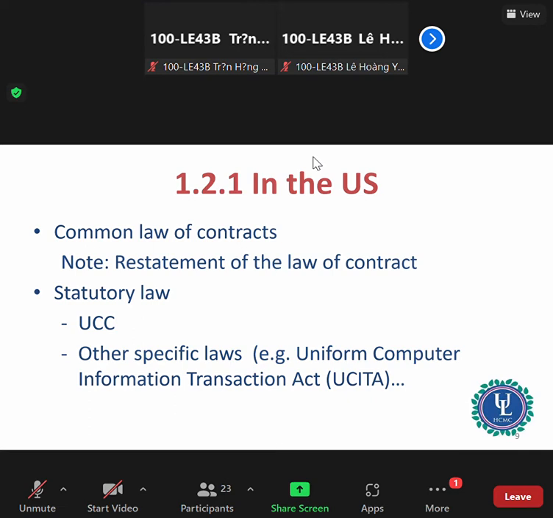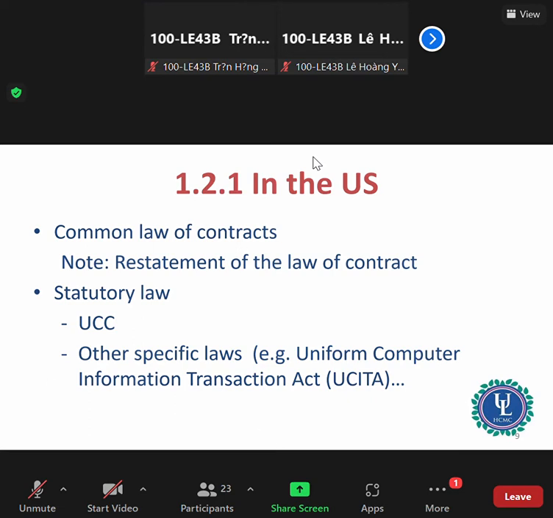For this reason, numerous attempts were made to produce a uniform body of laws relating to commercial transactions. The UCC was first drafted by the National Conference of Commissioners on Uniform State Law in 1952. They actually proposed two uniform acts and two models, and later on they integrated those into a comprehensive body of statutory law.